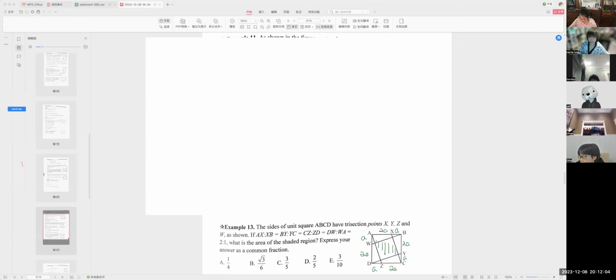What is the area of the shaded region? Express your answer as a common fraction. Okay, so let's take a look at this one. So what is the area of the middle part? I helped you a little bit. Can you just find out? Okay, so triangle ABE, sorry, XBE.